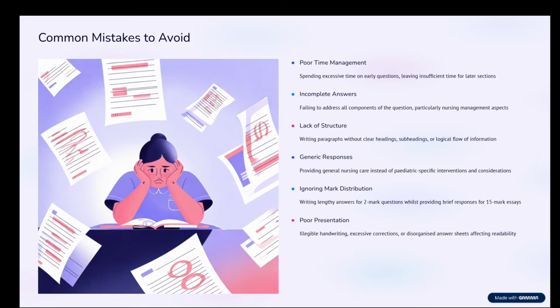Ignoring mark distribution: mostly people don't pay attention to it. I have a friend who starts writing 2 mark answers, and he will use 8 pages for only 2 mark questions, 4 questions in total. For each question he will consume at least half a page, and he'll start writing the next question on another page. That's not necessary.